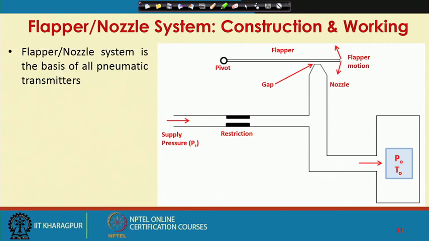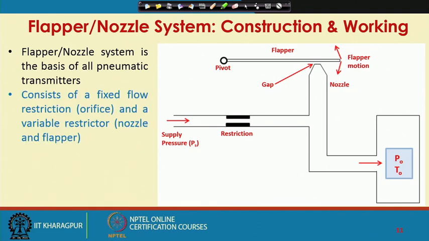So, let us now look at the construction and working of the flapper nozzle system one more time. Flapper and nozzle system is the basis of all pneumatic transmitters. It consists of a fixed flow restriction, orifice, and a variable restrictor which comes from nozzle and the flapper.